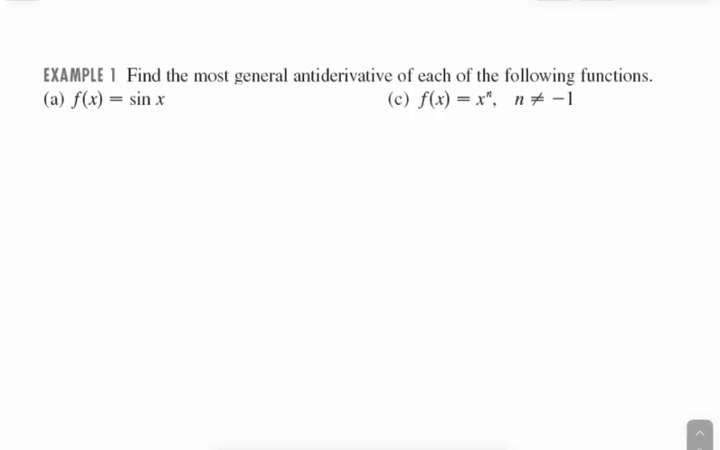So to find the most general antiderivative of the following, we have to ask ourselves, whose derivative is a sine? Well, it's almost a cosine, but not quite. What's it missing? A negative. So it would be a negative cosine plus C. There could have been a constant there.